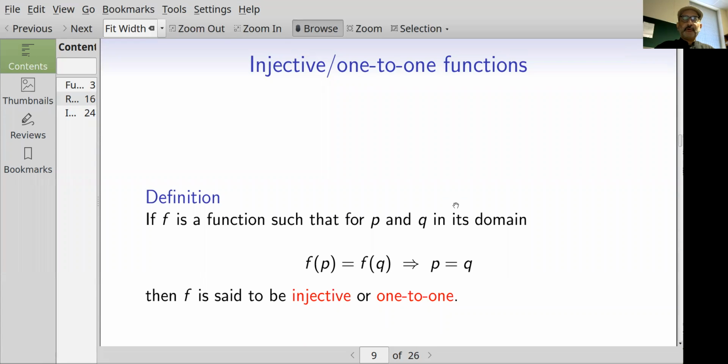Some more vocabulary about functions. Injective and one-to-one mean the same thing. If f is a function such that for p and q in its domain, f of p equals f of q implies p is equal to q, then f is said to be injective or one-to-one.